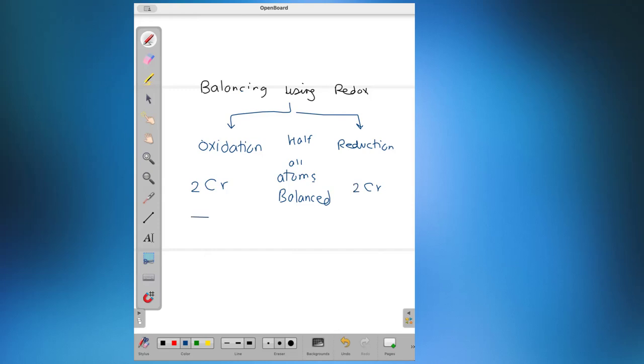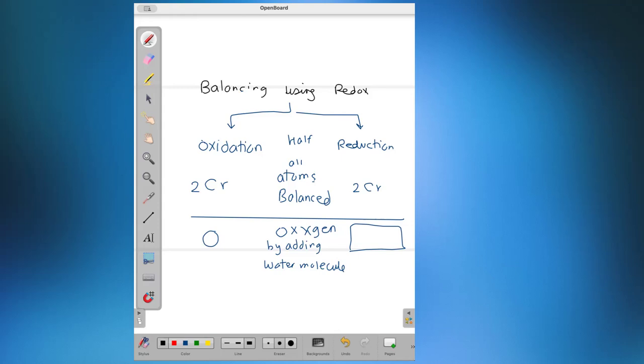The second thing to balance is the oxygen atoms. How do you balance the oxygen atoms? For example, if on the left you have one oxygen, but here you don't have oxygen, I have to add oxygen here. How do you add oxygen? By adding water molecules. So if the left side has an oxygen and the right side does not, I have to add oxygen by adding water.